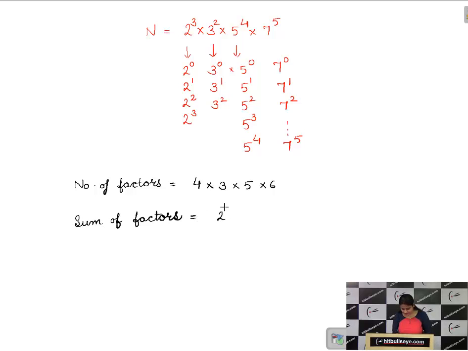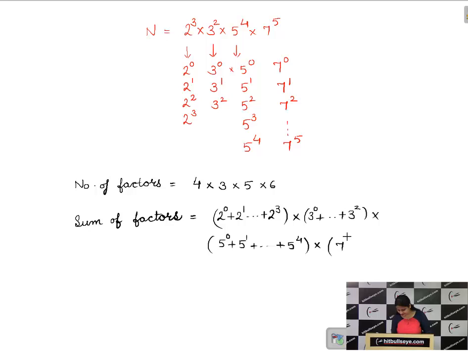It will be (2 raised to power 0 plus 2 raised to power 1, so on up to 2 cube) into (3 raised to power 0 plus so on up to 3 square) into (5 raised to power 0 plus 5 raised to power 1 plus so on up to 5 raised to power 4) into (7 raised to power 0 plus 7 raised to power 1 so on up to 7 raised to power 5).